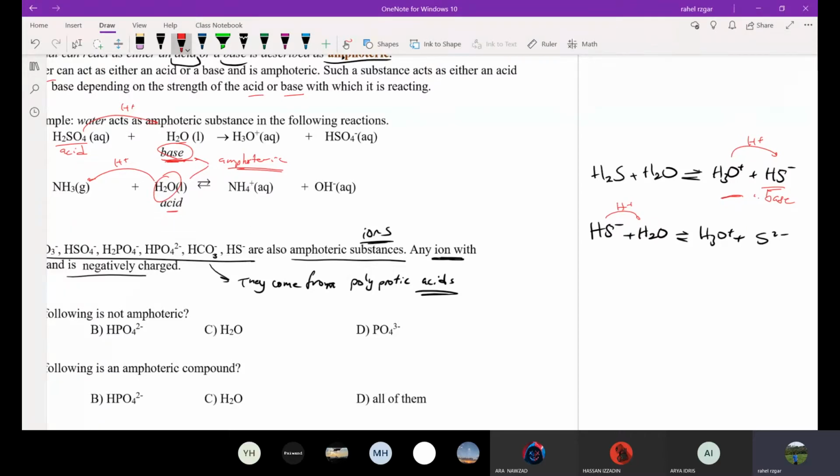So H2S here is an acid. As you can see, HS negative has acted as both an acid and a base. That's why HS negative is amphoteric.